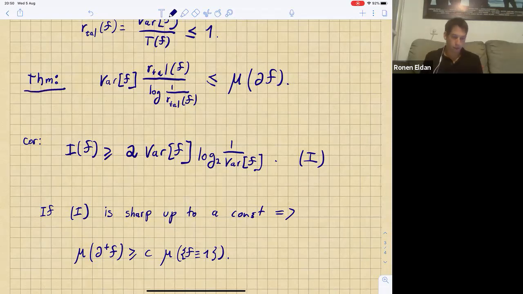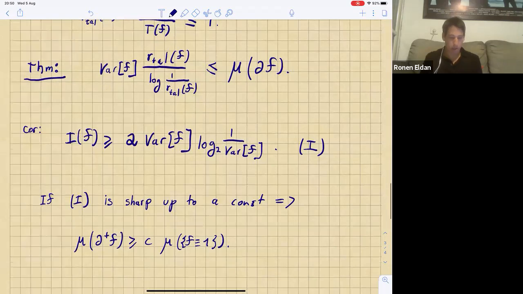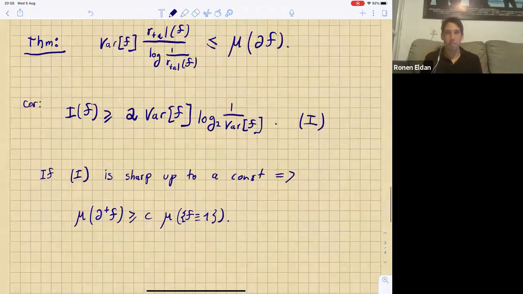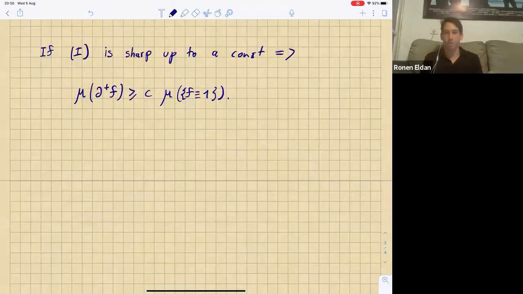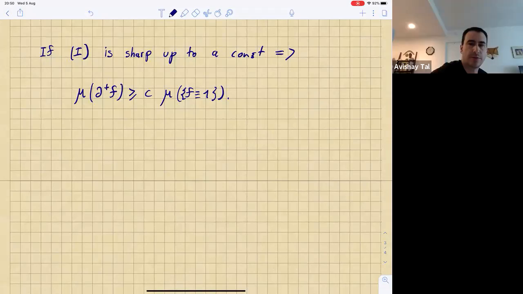So those are the theorems that we have. And in the time I have left, I want to talk to you a little bit about the approach. Ronen, we have a question.